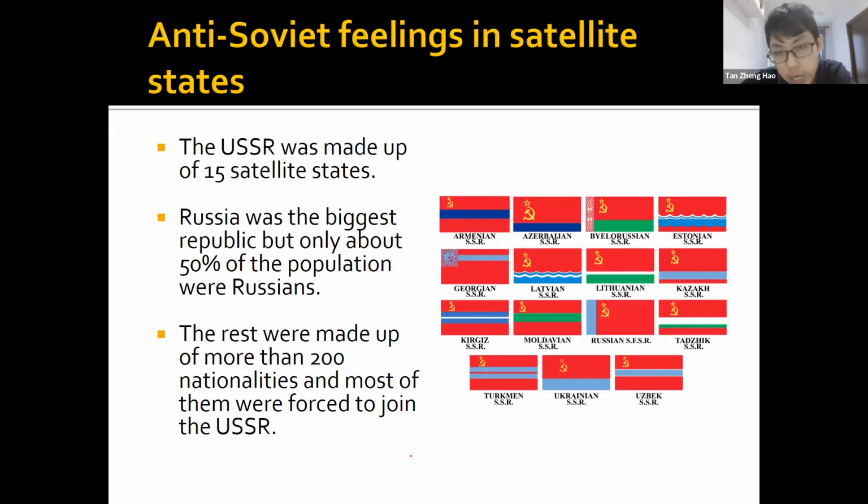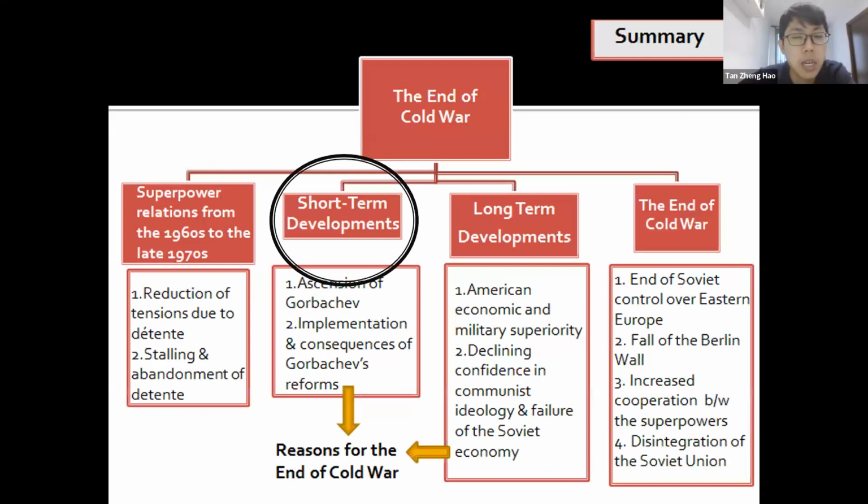Okay, so now let's look at some of the short-term factors. So how the arrival of one man, Gorbachev, and maybe to some extent Reagan, what did he try to do to change the USSR? And when he tried to change the USSR, what consequence does it have on the USSR? How did it lead to more impact that directly caused the USSR to collapse?